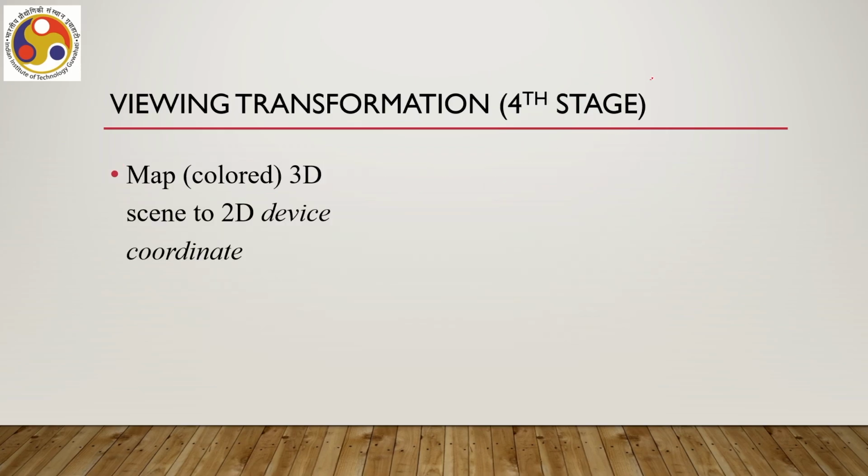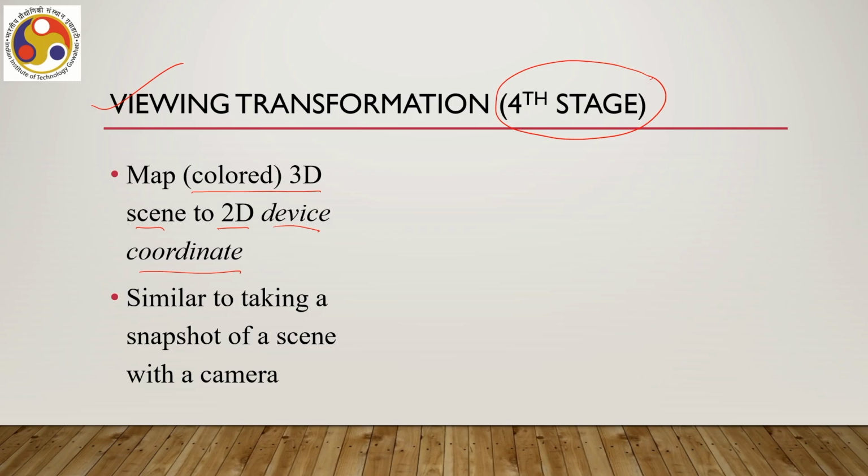Then there is a fourth stage called viewing transformation, which maps the colored 3D scene to 2D device coordinate. So, essentially what happens is that we try to simulate the process of taking a snapshot of a scene with a camera. When we look at a scene with our eyes, that is in 3D world coordinate system. Now, when we are looking at it through the camera eyepiece, that is we are looking at it through a different mechanism, and then when we take a snapshot, that is on a 2D plane we are seeing it.